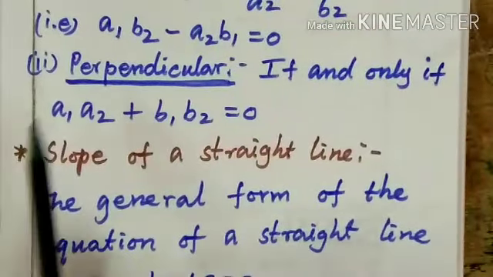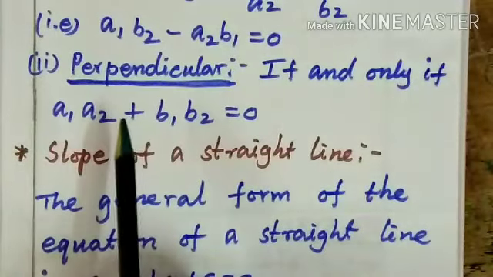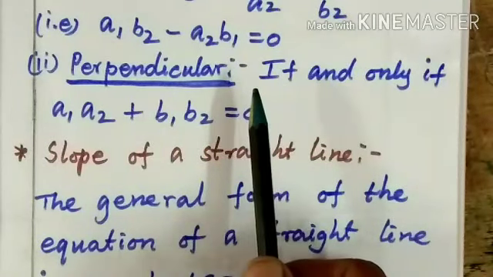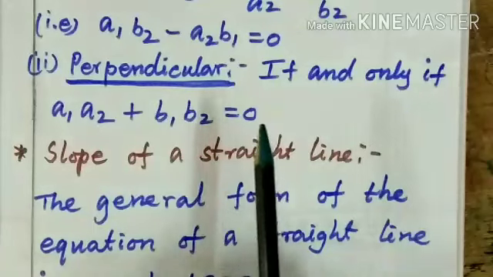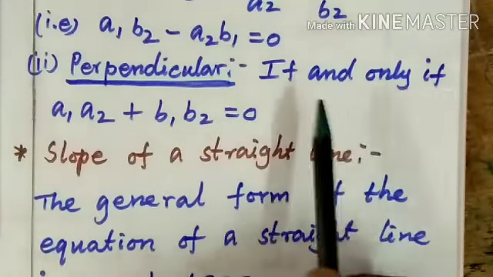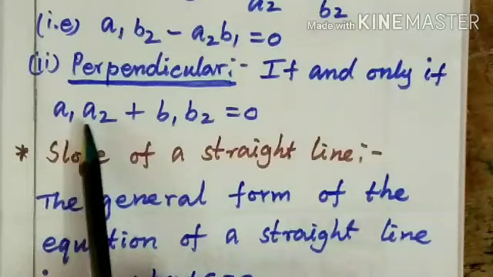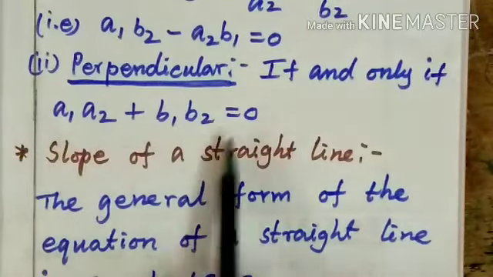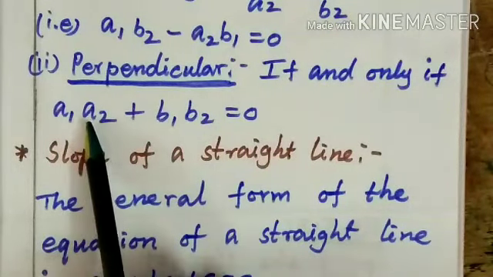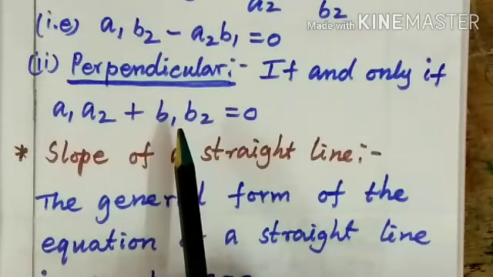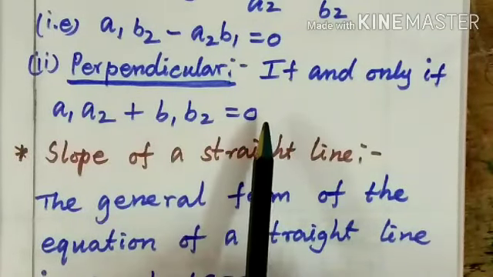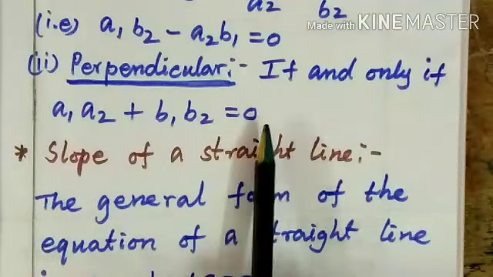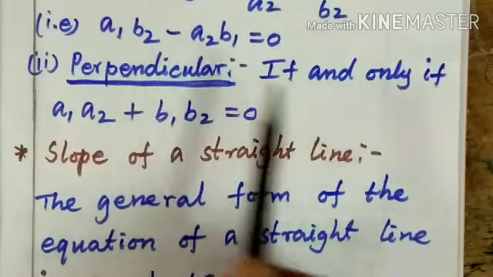Then next, we have to check whether these lines are perpendicular. For this condition, we know that the product of their slopes must be equal to -1. In another method, if and only if a1 into a2 plus b1 into b2 is equal to 0, that is, the sum of the product of the coefficients of the x terms and the product of the coefficients of the y terms is equal to 0. Therefore, the given straight lines satisfy the condition of perpendicularity.